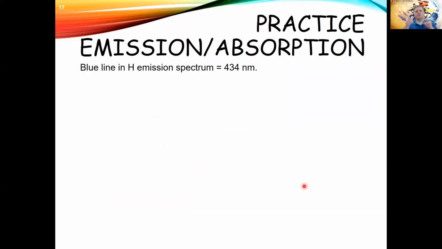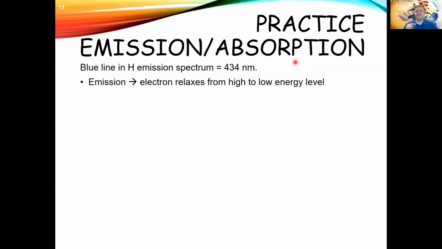All right, let's practice with some of these ideas that we've learned. The blue line in the hydrogen emission spectrum shows up at 434 nanometers. Now, like we've said, emission is the electron relaxing from a higher level orbital to a lower level orbital, right? So it's getting negative energy as it goes down, so it's emitting light. What we want to know, though, is which energy levels are specifically being involved.